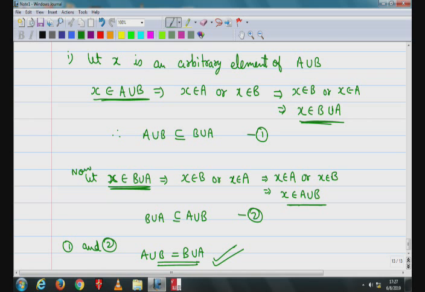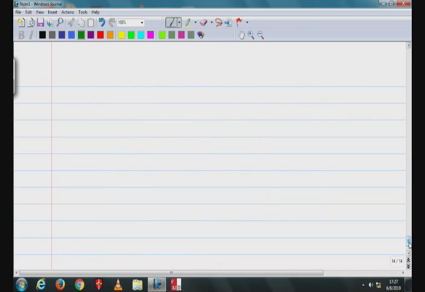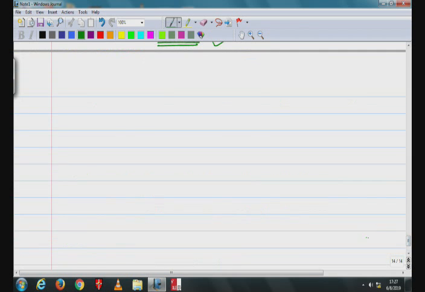Okay. Now let's do one more example. The second part you can do yourself in the same way. Let's do one more example. This was the commutative law. Let us do the associative law.